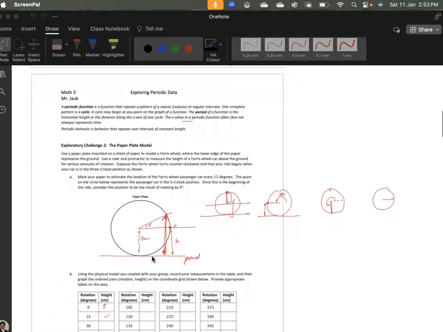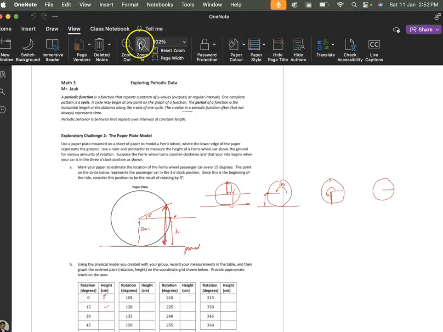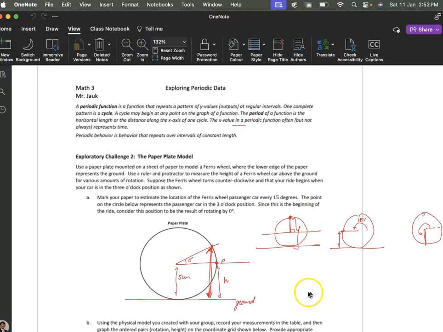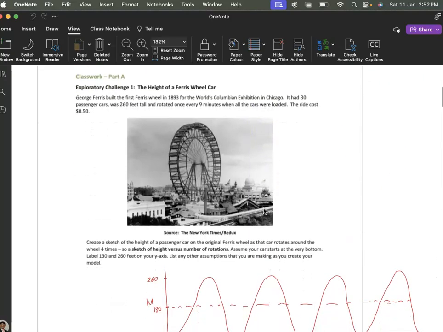Let me review what we did last time. A periodic function is anything that repeats in time. So the thing will keep on repeating in time. Suppose you have a Ferris wheel, it will go round and round and round. So this is what we started with, the Ferris wheel.